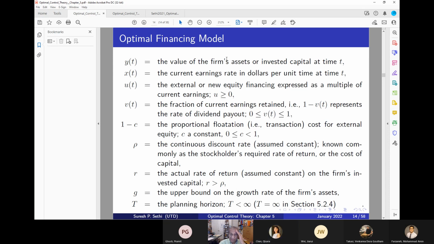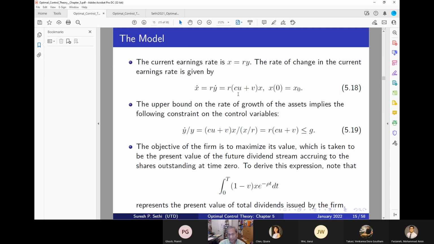Well, where does the change come from? It comes from new investment. The new investment is coming in two forms. One is the amount that I earn, and I retain part of the earnings. The rest I send as dividend. So V times X is the amount that I am going to reinvest. So that's your V times X.